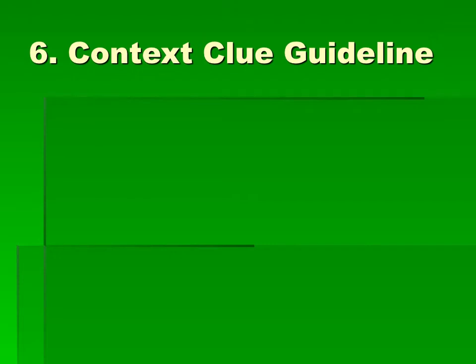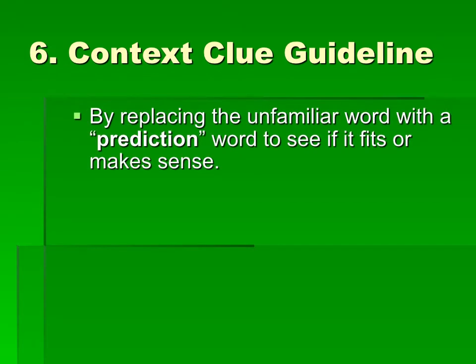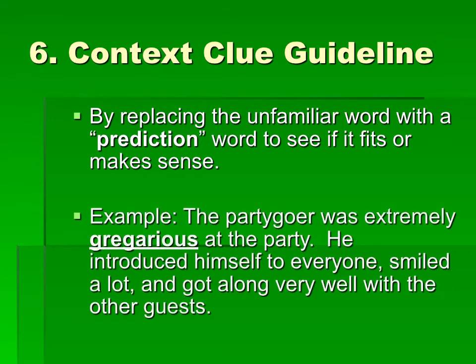Sometimes you can make an educated guess when you come across an unknown word, to see if there is a word that you can think of that might mean the same thing and make sense in the sentence. So that would be called replacing the unfamiliar word with a prediction or a substitution word to see if it fits or makes sense. So here we have the example of gregarious. The partygoer was extremely gregarious at the party. He introduced himself to everyone, smiled a lot, and got along very well with the other guests.